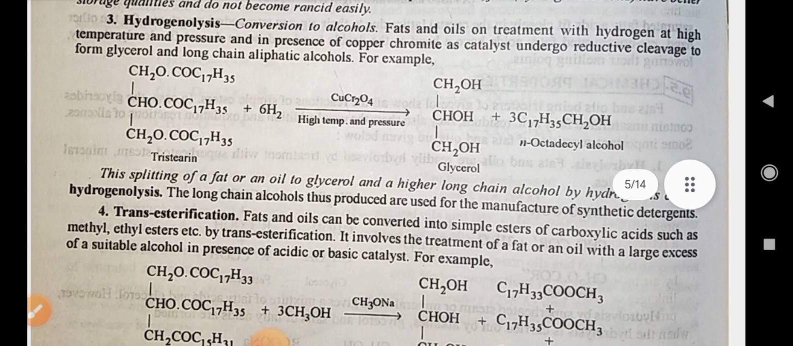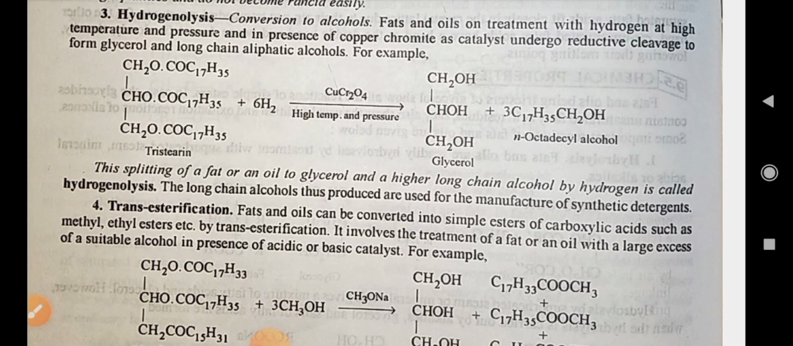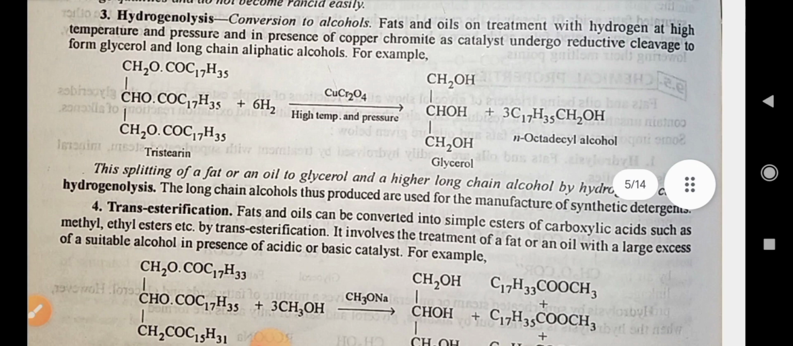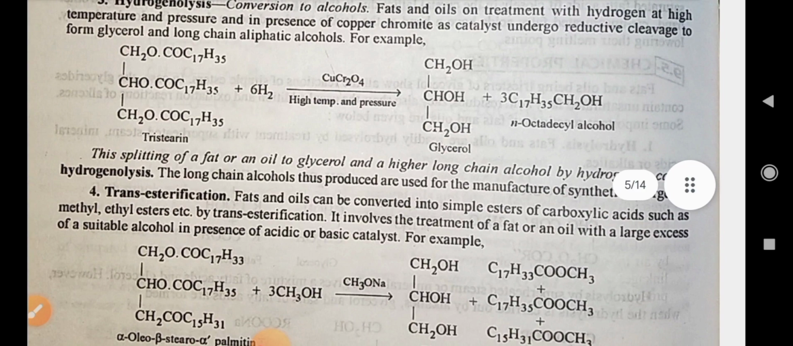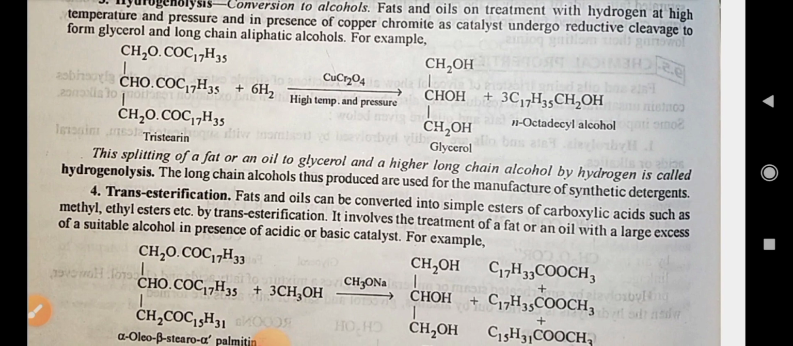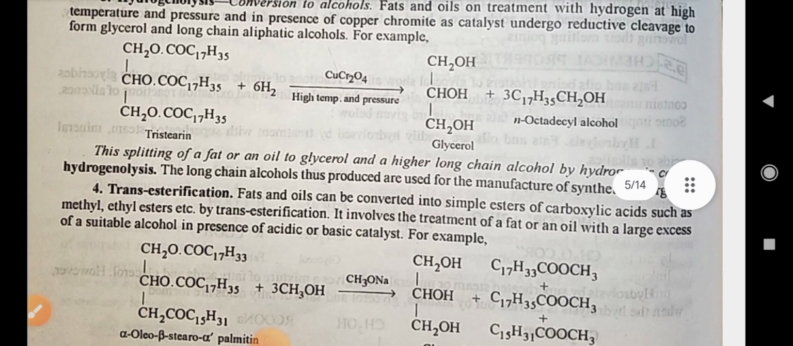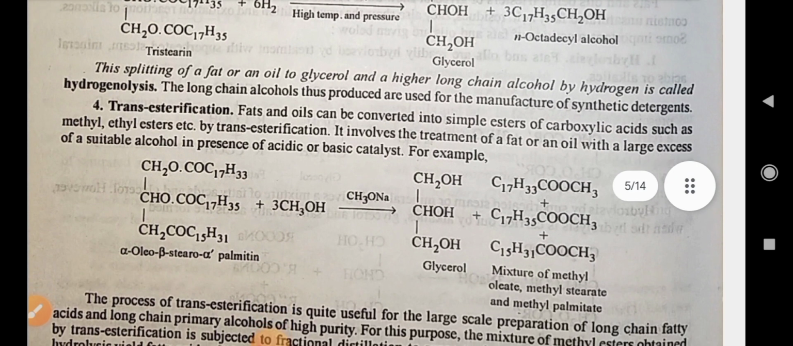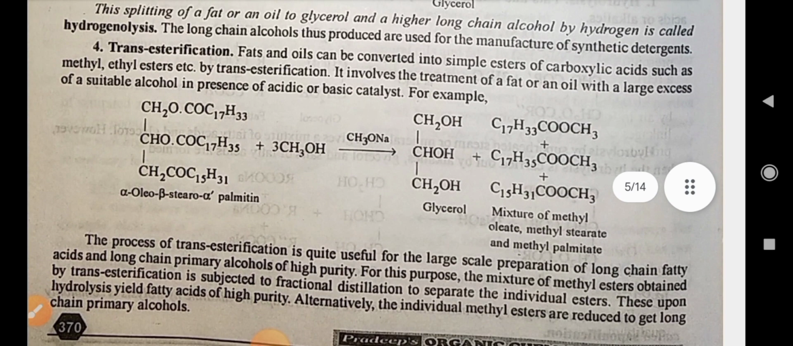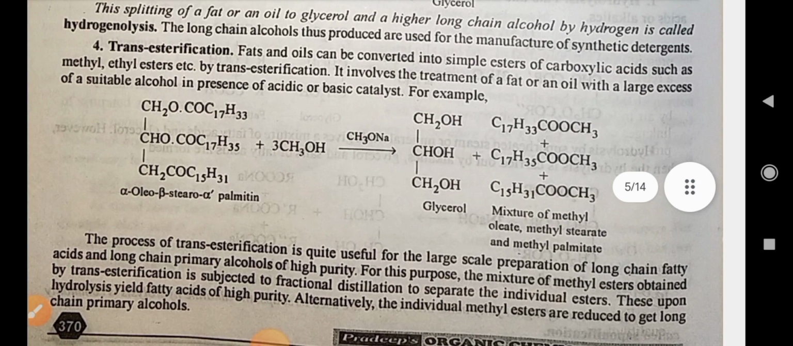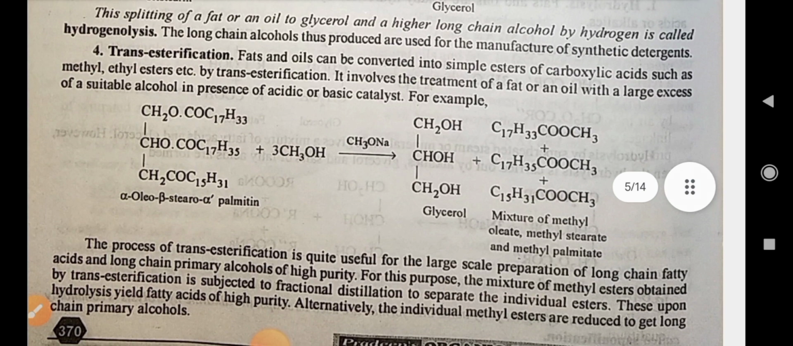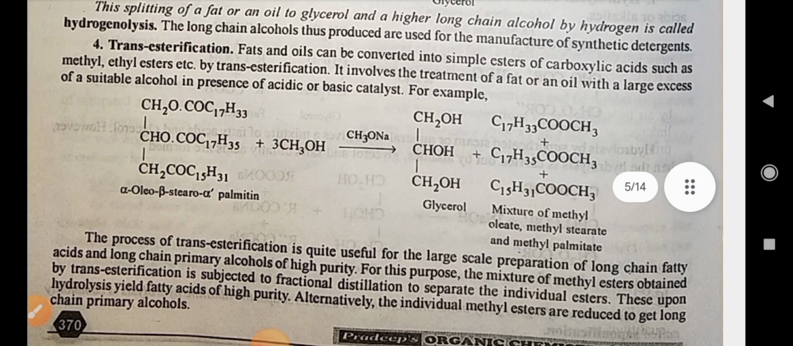Conversion to alcohols. Fats and oils, on treatment with hydrogen at higher temperature and pressure in the presence of copper chromite as catalyst, undergo reductive cleavage to form glycerol and long chain aliphatic alcohols, for example, tristearin. This splitting of fats and oils into glycerol and higher long chain alcohols by hydrogen is called hydrogenolysis. The long chain alcohols thus produced are used for the manufacture of synthetic detergents.